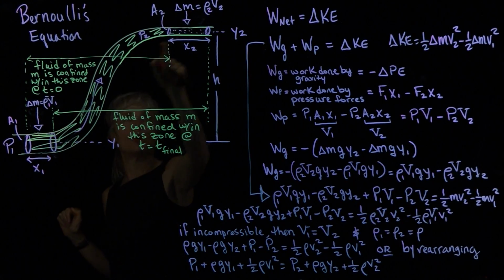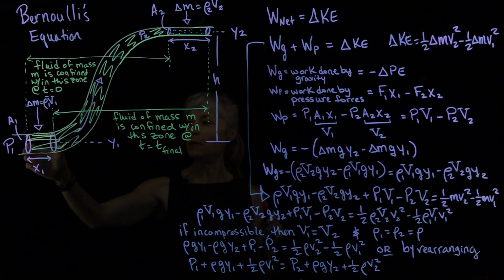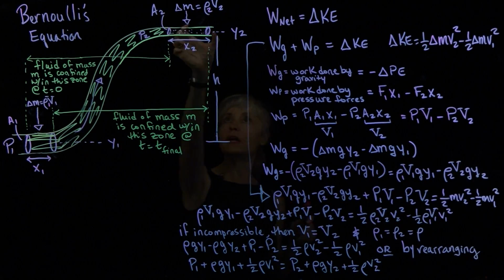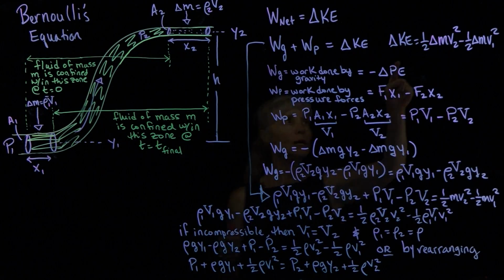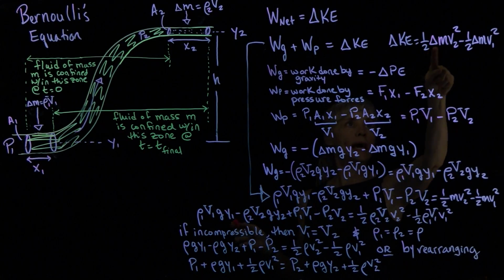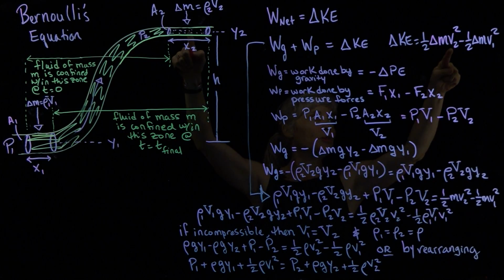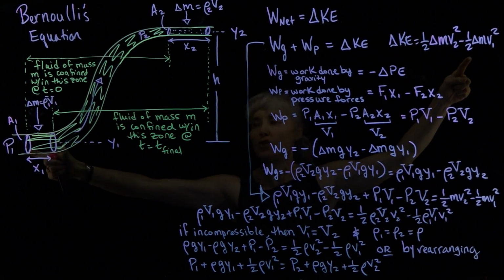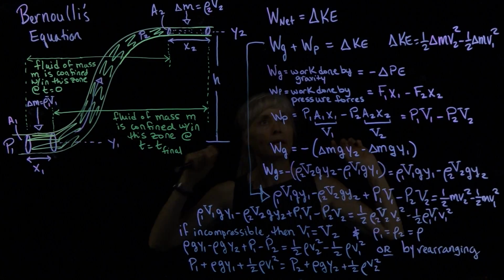So these delta M's are the same. So the only speed that's changing is the speed of this fluid right here. This little chunk right here is changing speed from this location to this location, while this fluid that is confined here does not change. So the change in kinetic energy can be written as 1/2 delta M, that's this chunk, times the speed at this location squared, minus 1/2 delta M, that's that chunk right there, times v1 squared. So that's our change in kinetic energy.